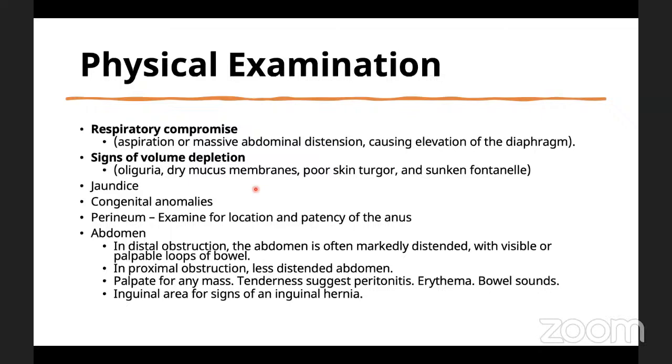And then, as I said, in the abdominal examination, the more distal the obstruction, the abdomen is markedly distended with visible or palpable loops. And with more proximal obstruction, there is a less distended abdomen. Also palpate for any mass, tenderness, erythema, and bowel sounds. It is important to note that tenderness and erythema occur at quite an advanced stage, so it is better to diagnose earlier rather than let things go beyond that stage. And always look at the hernial orifices for inguinal hernia.